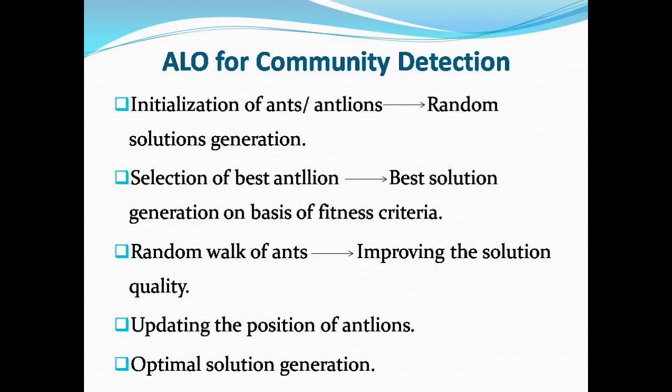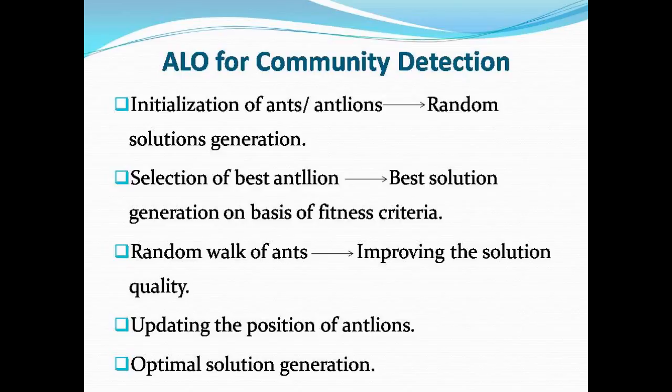Antlion optimizer for community detection. The very first step is the initialization of ants and antlions, that is, random solutions are generated. After initialization, the best antlion is selected from the generated population on the basis of the fitness function. Modularity function is used for the fitness criteria. More modularity means a better antlion.